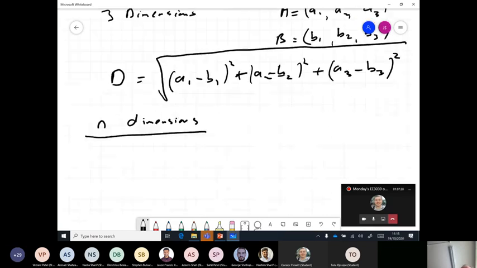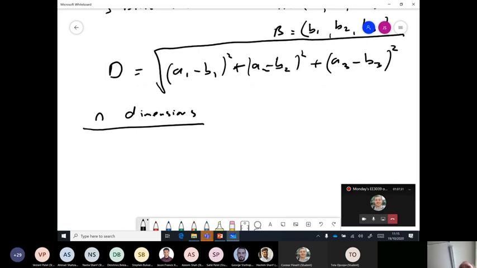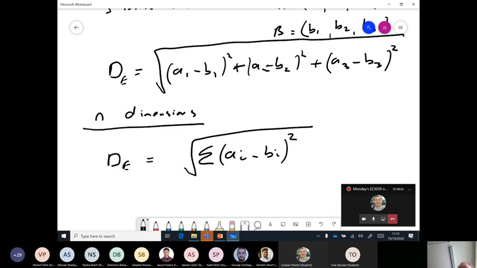And in n dimensions, I think by mathematical induction, you can see we are simply adding each dimension the difference between the elements squared. So D, and I'll use subscript E because it is Euclidean distance. There are other distances we will look at. D_E in n dimensions is going to be equal to the summation. Here's your summation in the 3D case. It is going to be the square root of the sum of (a_i minus b_i) all squared.